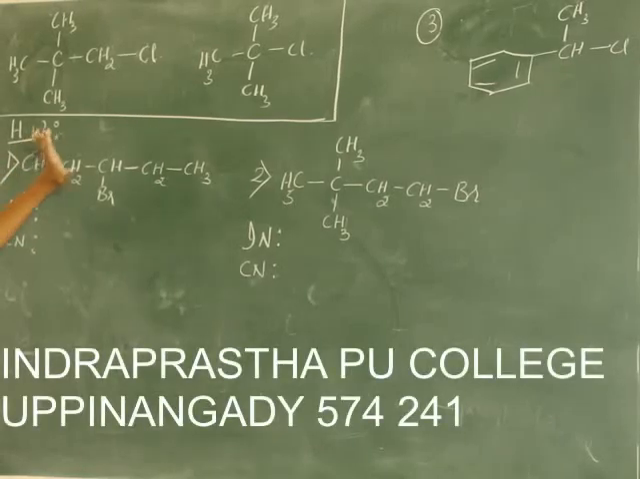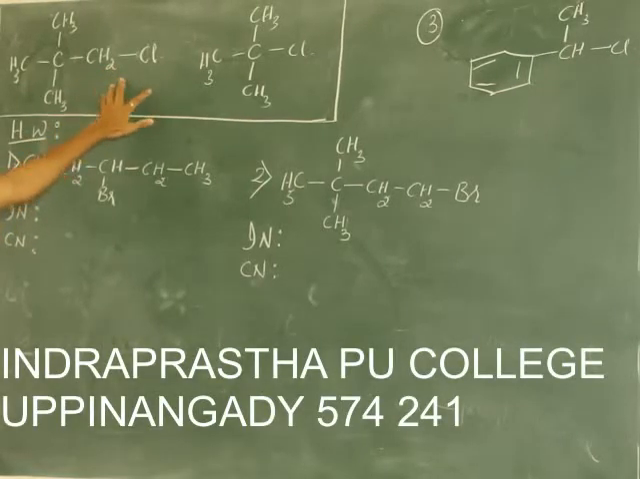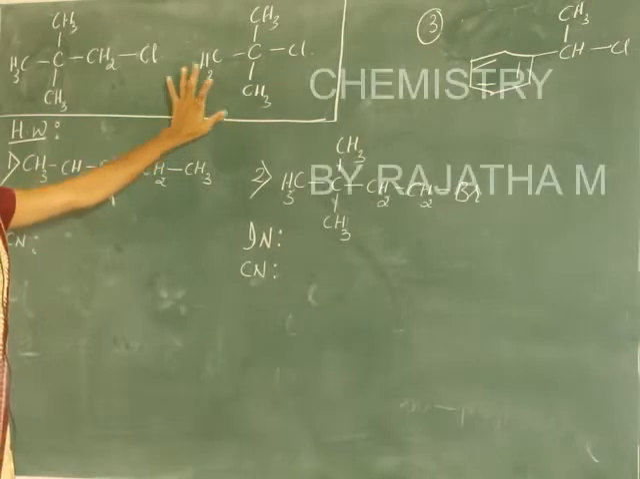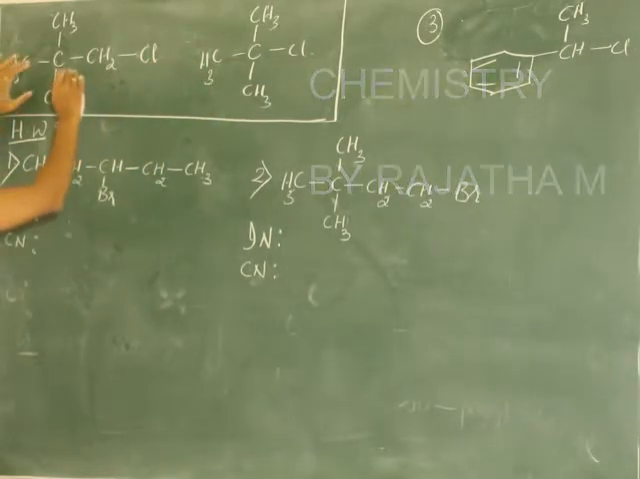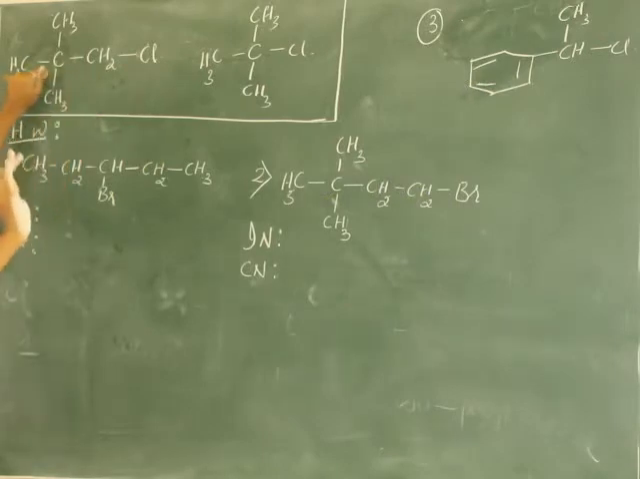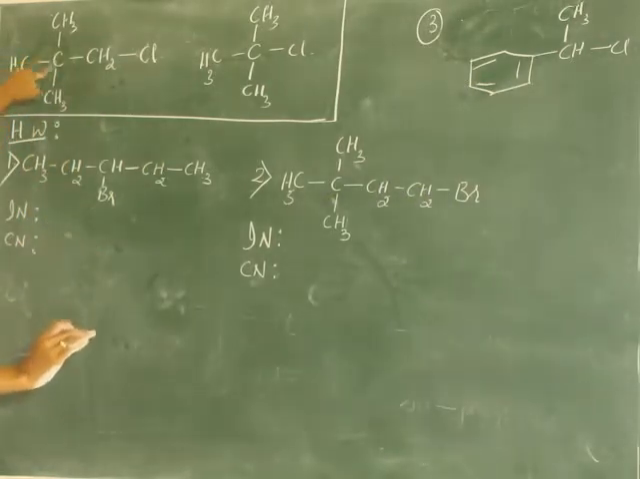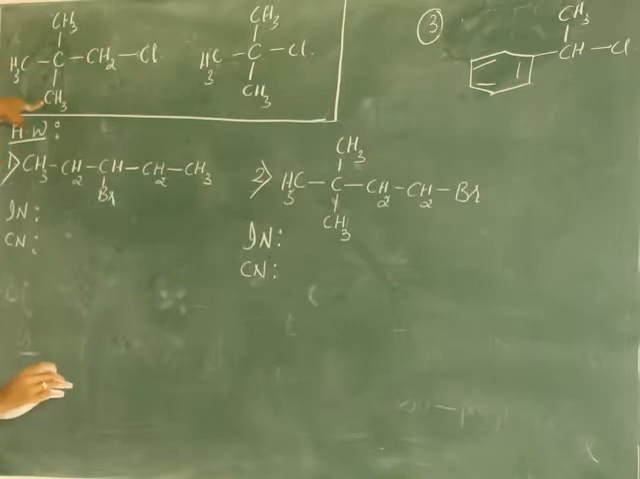So, now we'll see the difference between neo and tertiary. Don't get confused between neo and tertiary here. Look at this compound. Total number of carbon atoms: 1, 2, 3, 4, 5. 5 carbon atoms are there, so it is a pentyl group.